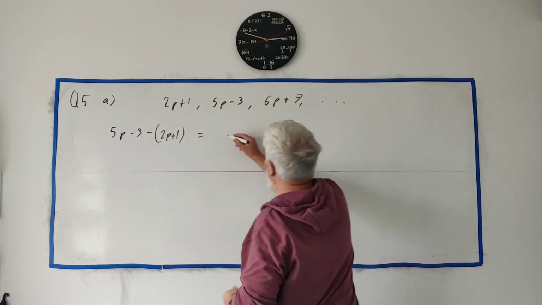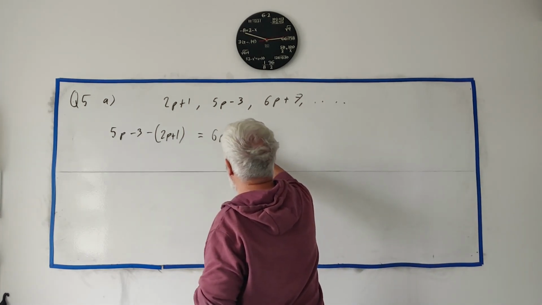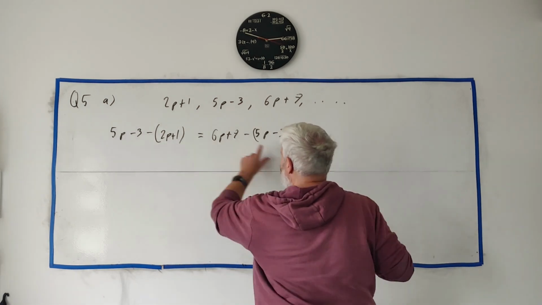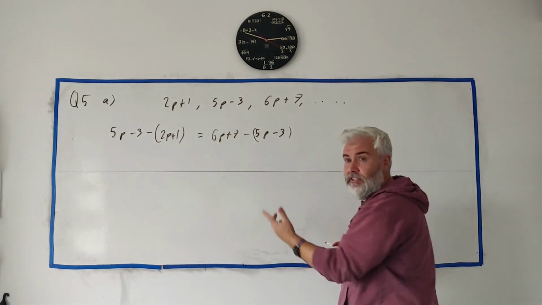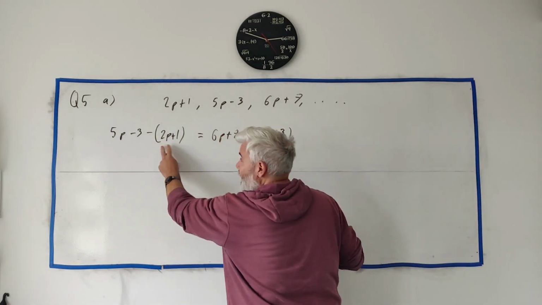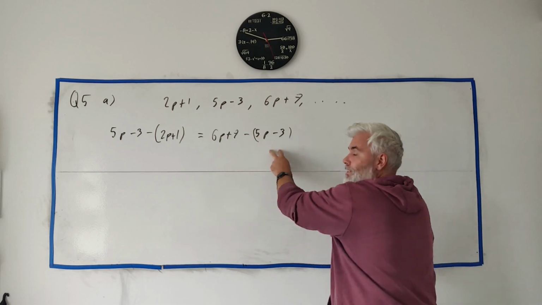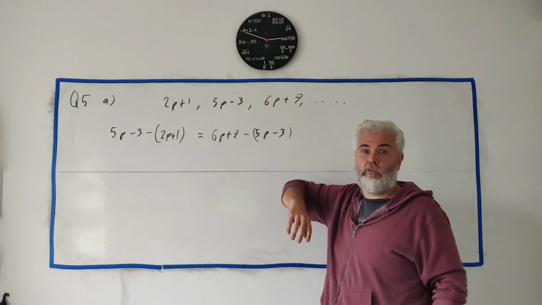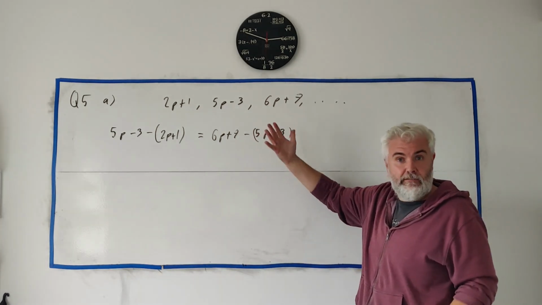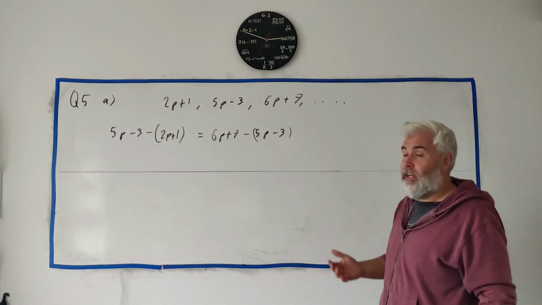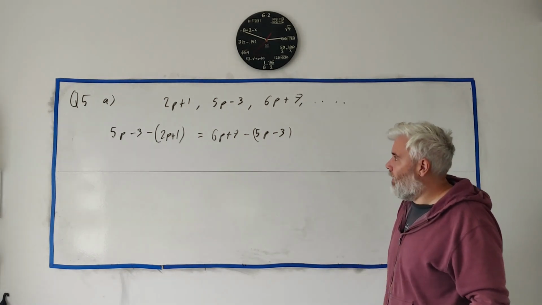So we take the third one, 6p plus 7, minus the second one. Remember, put these brackets in just in case so you don't lose minuses as you go on. So if we take the second one minus the first one, it has to be the same as the third one minus the second one. This would also work like second minus first should be equal to 100th minus 99th. It's a common difference all through the sequence. That's why it's called arithmetic.